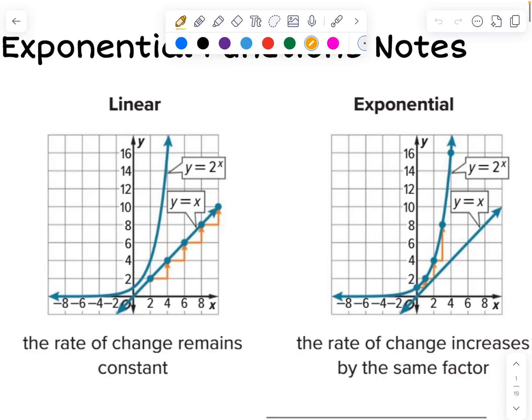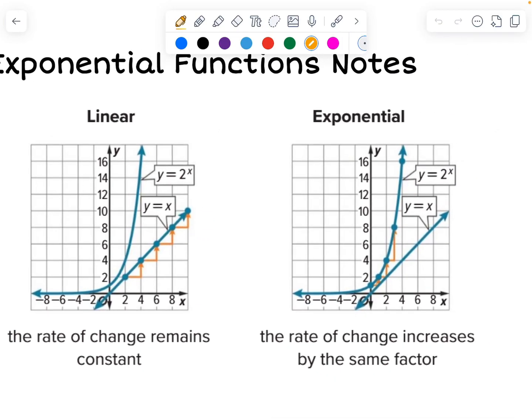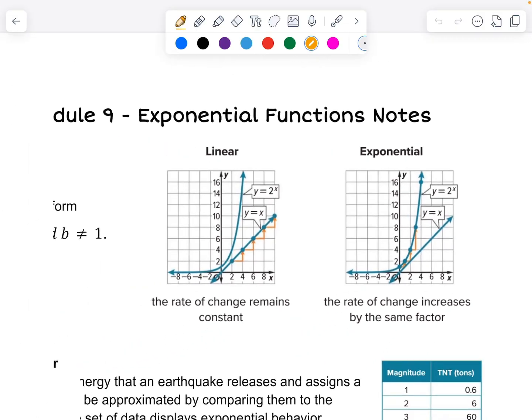So if I'm looking at a linear, then I'm going to have a constant rate of change. Everything stays the same. It goes up and over by the same amount each time. Exponential, however, the rate of change increases by the same factor. On that last one we just did, it goes up by 2, but by a multiple of 2. It doesn't go up by adding 2, but it is a scale factor of 2.